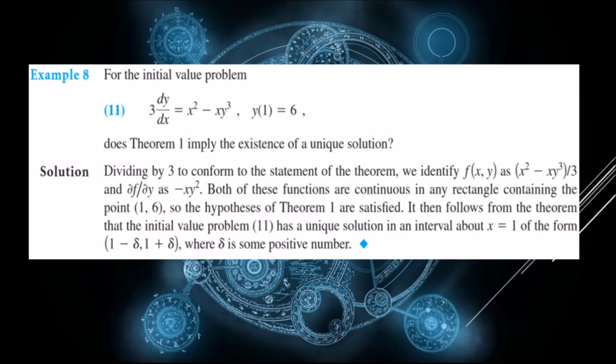Dividing by 3 to conform to the statement of the theorem, we identify f of x and y, which we solved earlier, and its partial derivative with respect to y. Both of these functions are continuous in any rectangle containing point (1, 6). So the hypotheses of Theorem 1 are satisfied. It then follows from the theorem that the initial value problem has a unique solution in an interval about x equal to 1 of the form (1 minus delta, 1 plus delta), where delta is some positive number.